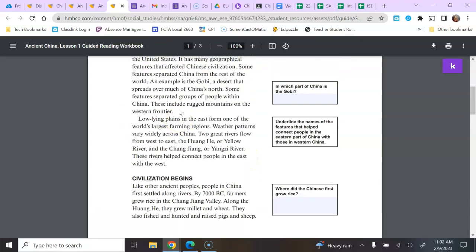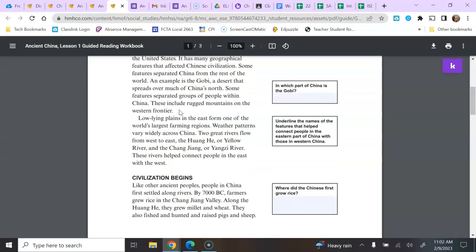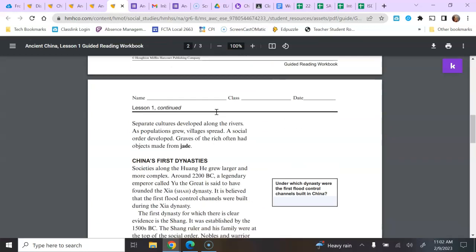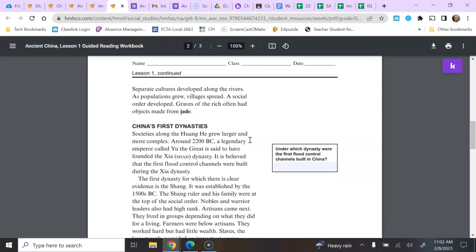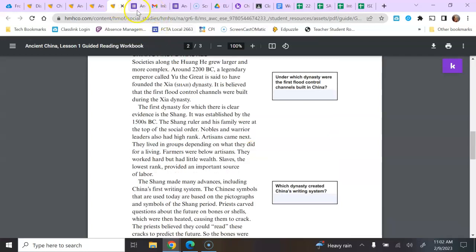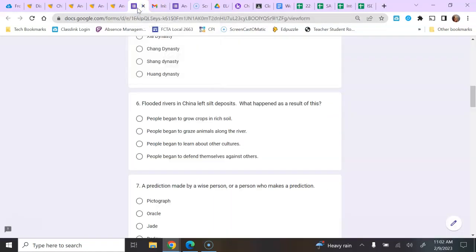Let's see, it didn't really say there. Trying to see, it doesn't really say anywhere what happened. It just says that separate cultures developed along the river as populations grew, villages spread. So you should know this just from our Egypt lesson. So because the rivers flooded and left those rich soil deposits or those silt deposits, what happened?